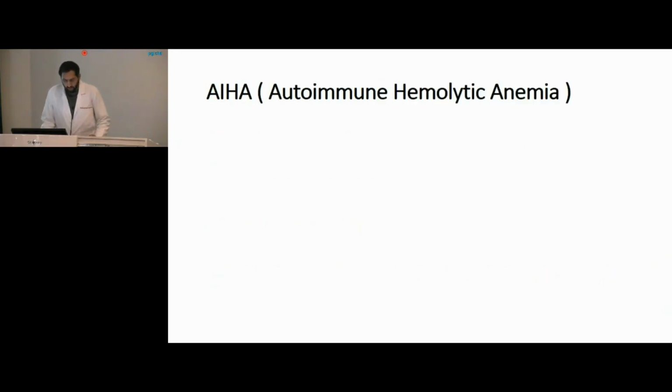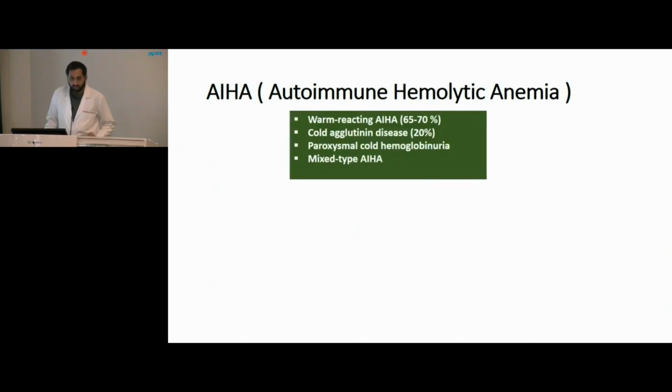When we talk about autoimmune hemolytic anemias, hemolytic anemias result from antibodies directed against the RBCs, and they can be of different varieties, like the warm reacting autoimmune hemolytic anemia, which is responsible for 65 to 70% of such cases, cold agglutinin disease, paroxysmal cold hemoglobinuria, and mixed type of autoimmune hemolytic anemia.